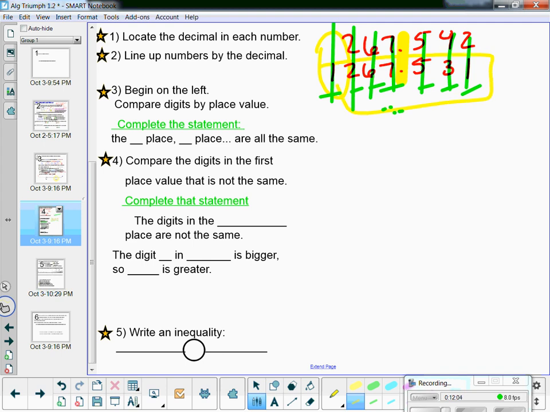This bottom one is. I have no digits that are the same. So what does that mean? The digit 1 in the thousands is bigger. So 1267.531 is greater. Write your inequality. 1267.531 is greater than 267.542. We'll do another example.